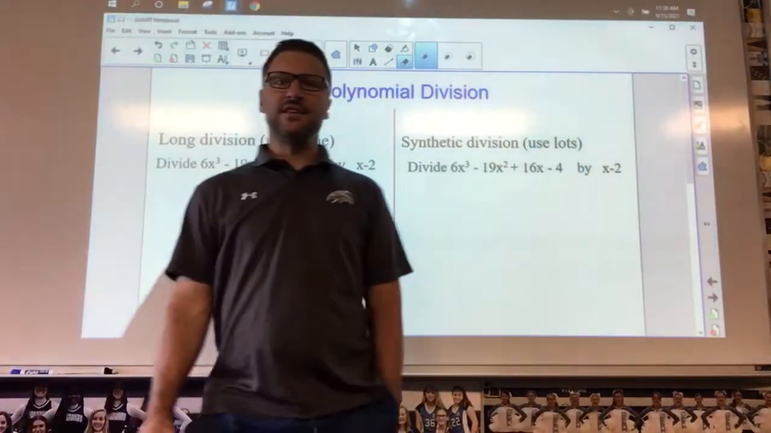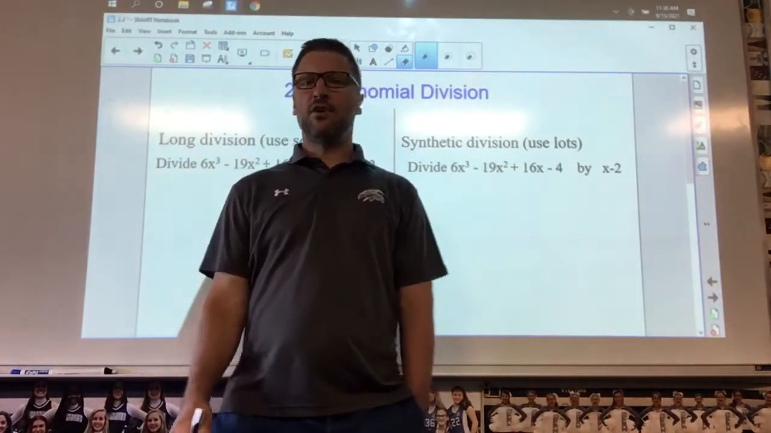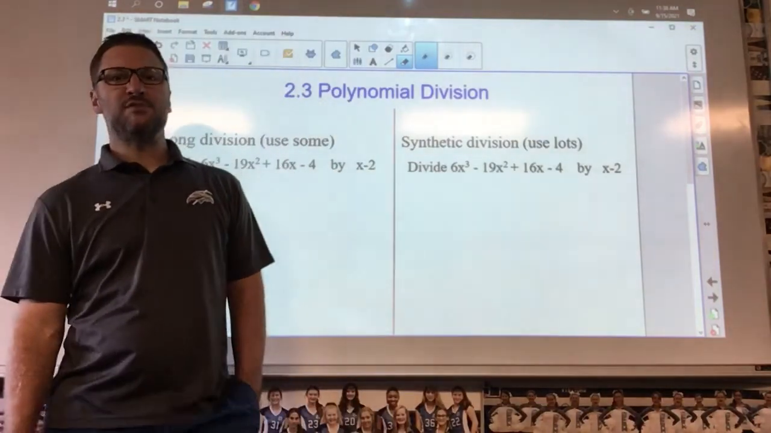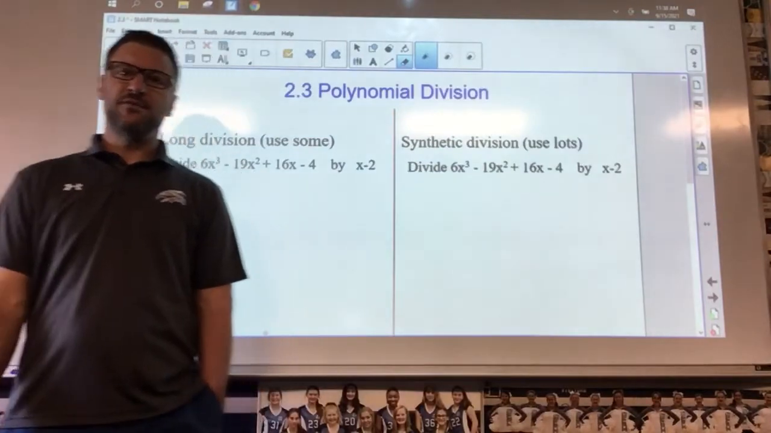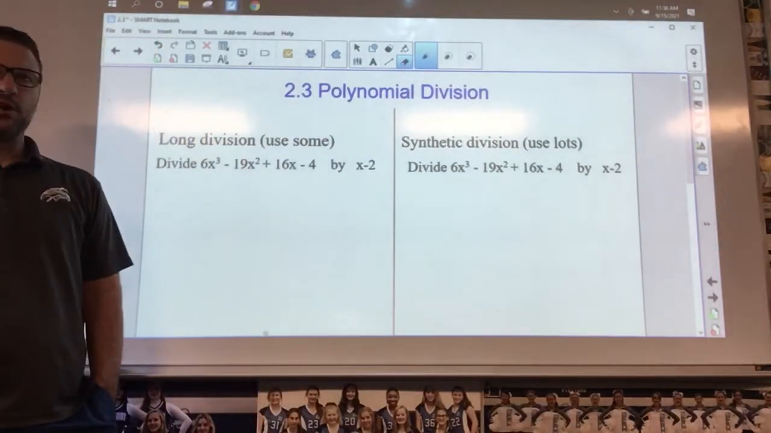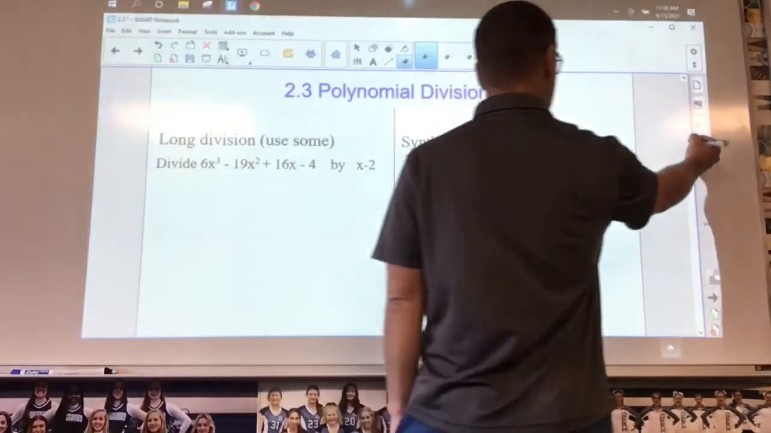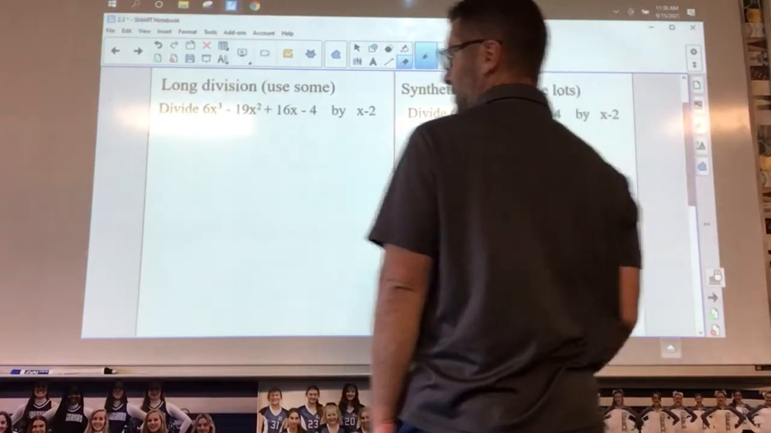Okay, this is the notes and example problems over chapter 2.3, which is polynomial division. We're going to learn a couple different division techniques, what they're used for, and go from there. So the first division type is everybody's favorite, which is long division.